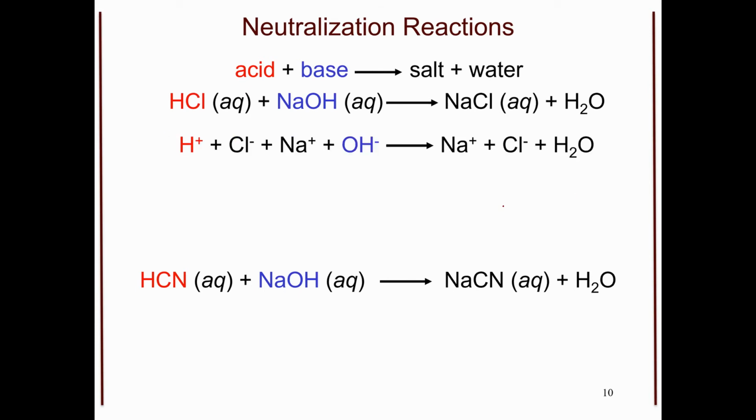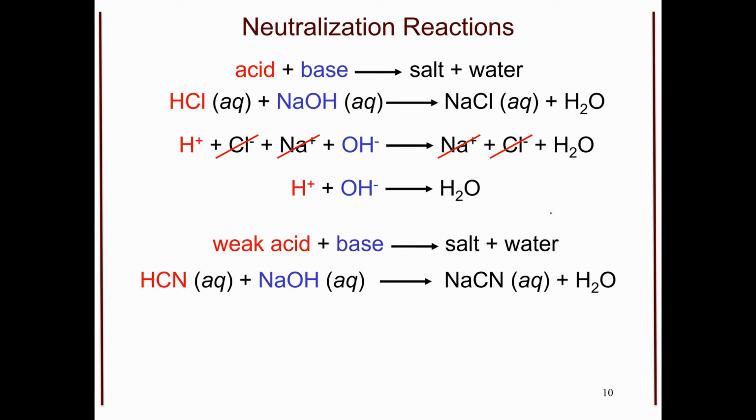We can also break this down in an ionic equation. And the nice part about this is that you can see which spectators I have in the sodium and the chloride. And my net ionic equation for most acid-base reactions is going to be H plus plus OH minus forming my water. So what do I have when I have a weak acid? Well, we're still going to form a salt and water, but it is going to dramatically change our net ionic equation.